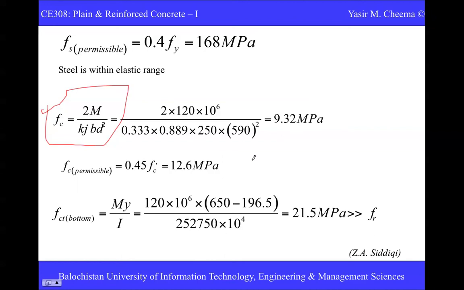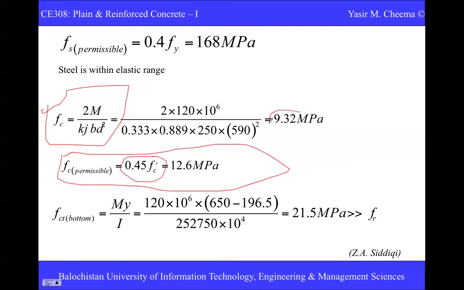Here again the ACI code has a recommendation. In the case of concrete, the stress should not exceed 0.45 times fc prime. So this value is 9.32 megapascal, which is less than 12.6. It means our concrete on the top surface is in a good range, on the safer side. Our calculated value is less than the maximum recommended, or maximum permissible, value.